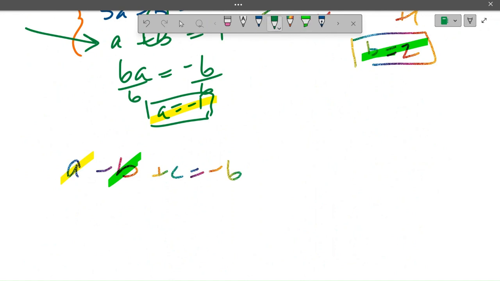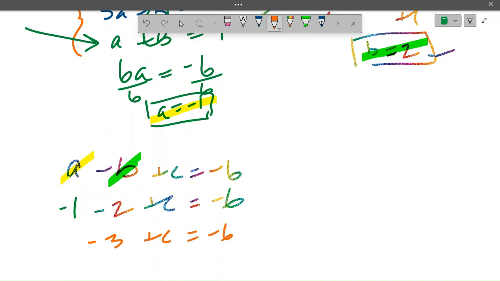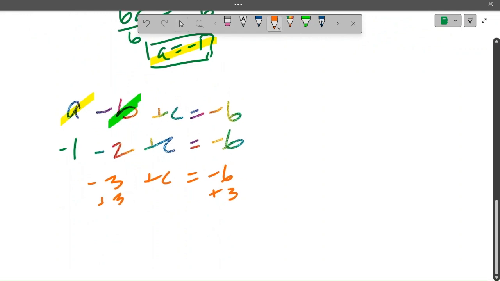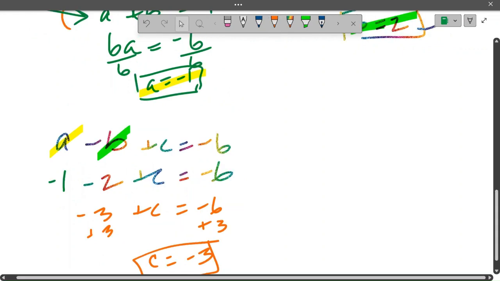So I'm going to go ahead and in a, I'm going to substitute -1. I'm color coding these so you can see what I'm doing. Minus b, which is -2, plus c equals -6. All right, time to simplify. So we have -1 minus 2 is -3, plus c equals -6. To get c by itself, I'm going to add 3 to both sides. And I end up with c equals -3. So now we have all 3 of our values. We're so close to being done.